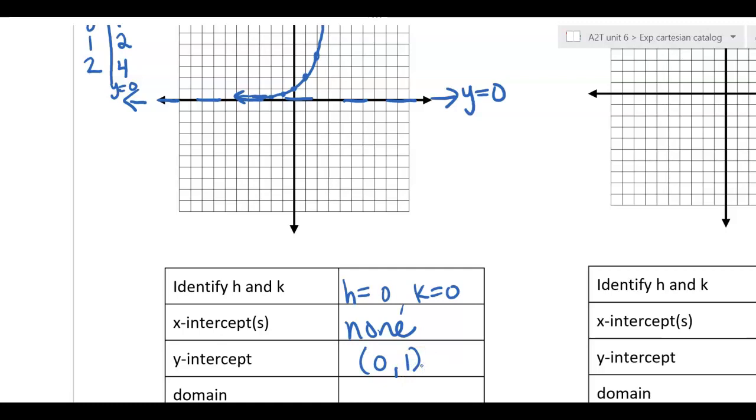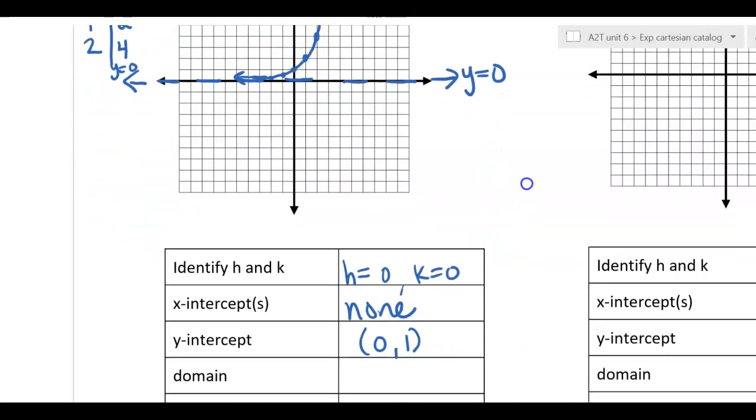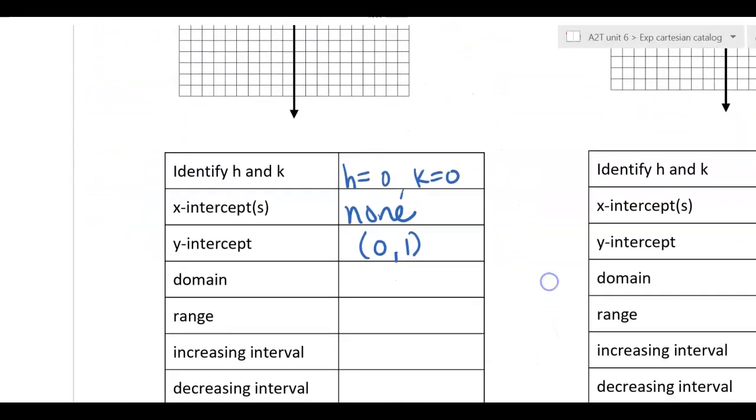And every parent exponential function will have the same y-intercept. Is that okay with everybody? So look back at that equation. Think about parent functions. They're just a base raised to a power. So anything to the 0 power always ends up being 1. So all the parent functions have this 0, 1 point. Okay? What's our domain?